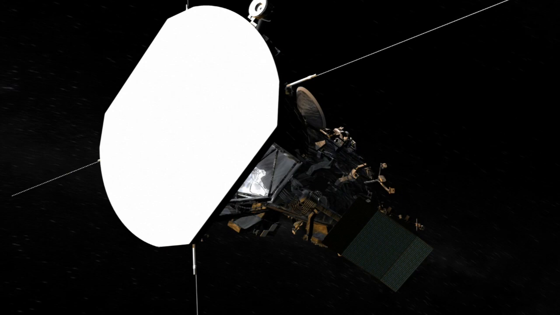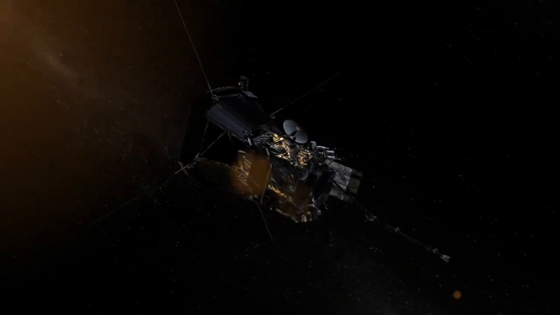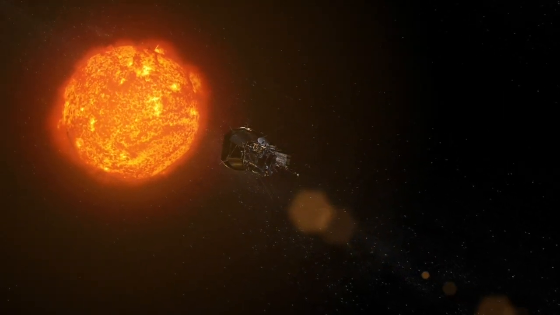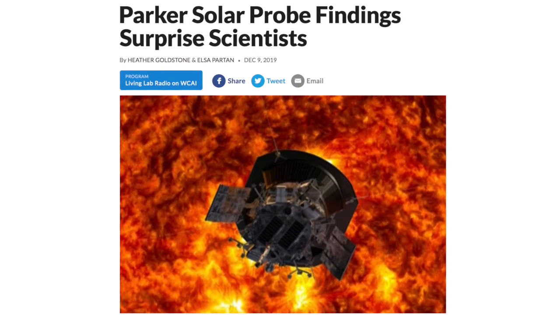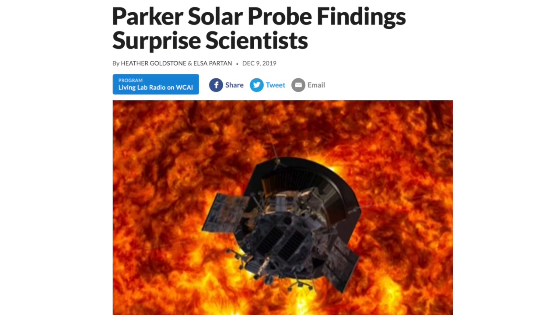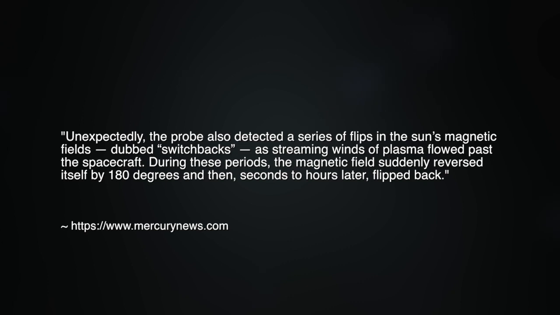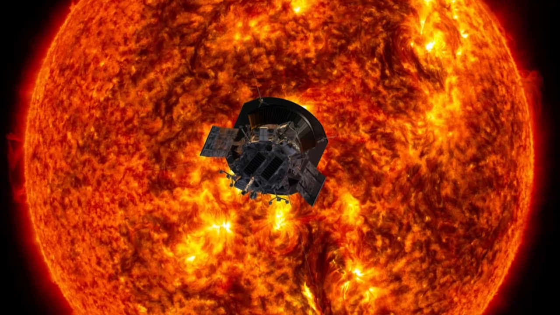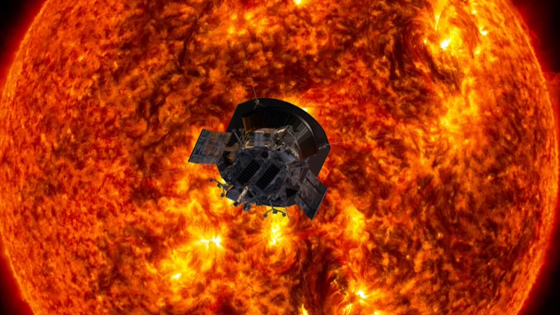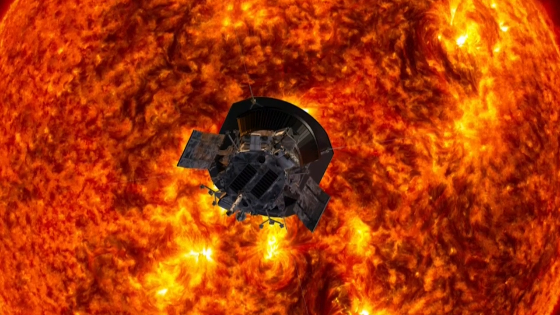Today, we continue our exploration of the early scientific data from NASA's historic Parker Solar Probe mission to the Sun. In part one, Dr. Donald Scott began his analysis of some of the most intriguing early findings, including the probe's, quote, "unexpected detection of magnetic reversals as it moved in the plasma solar environment." As one new report describes, unexpectedly, the probe also detected a series of flips in the sun's magnetic fields, dubbed switchbacks, as streaming winds of plasma flowed past the spacecraft. During these periods, the magnetic field suddenly reversed itself by 180 degrees, and then, seconds to hours later, flipped back. As Dr. Scott continues, he explains why these so-called switchbacks could be the telltale signs of the Birkeland currents hypothesized by the electric sun model.